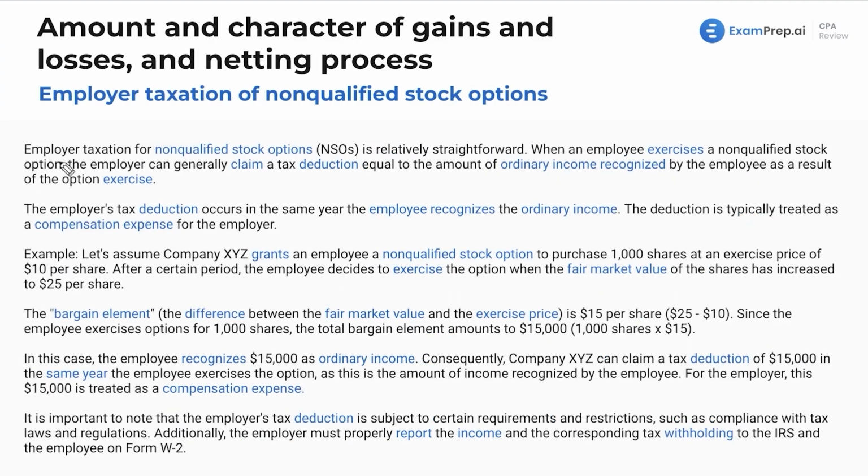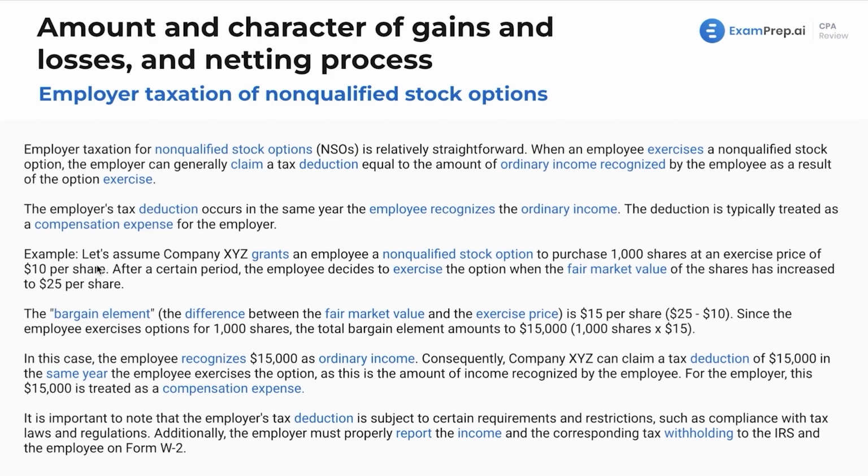Diving a little bit more into our non-qualified stock options. Well, employer taxation, we talked about employee. This is relatively straightforward. When an employee exercises a non-qualified stock option, the employer can generally claim a tax deduction equal to the amount of ordinary income recognized by the employee as a result of the option exercise. The employer's tax deduction occurs in the same year the employee recognizes the ordinary income. The deduction is typically treated as a compensation expense for the employer, and also something you'd see on the financial exam with journal entries.